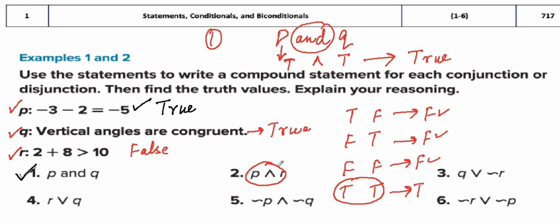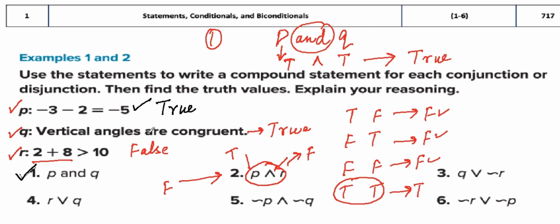Next, if you see this one, P and R, this is also a sign of and. Now, P is true, but R is false. So if one of them is false, it will be false, and this result will be false.